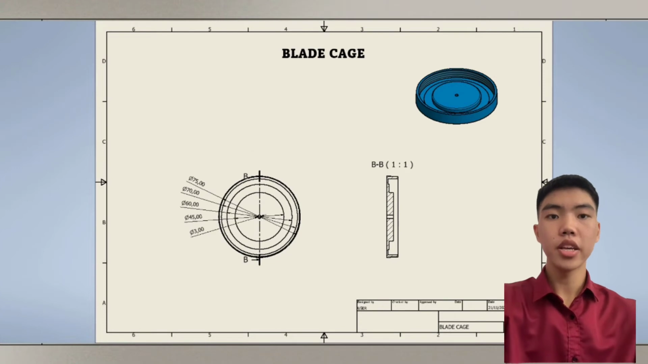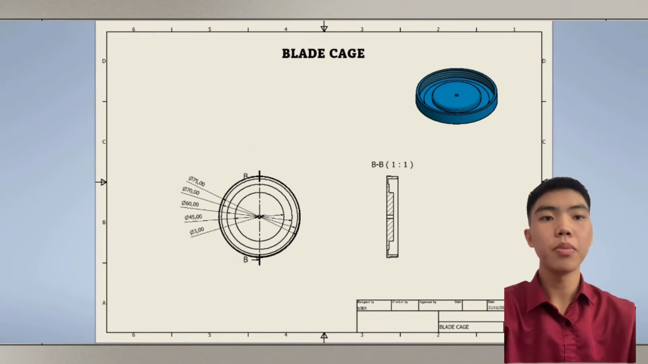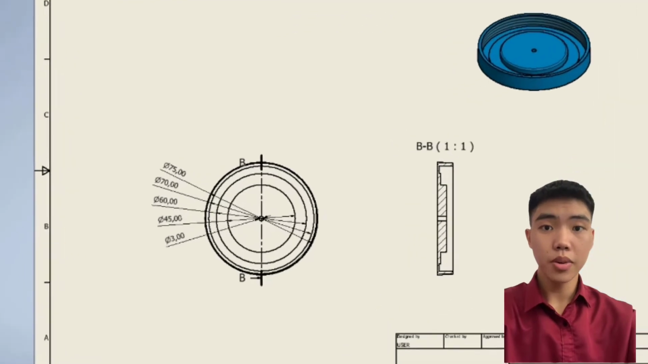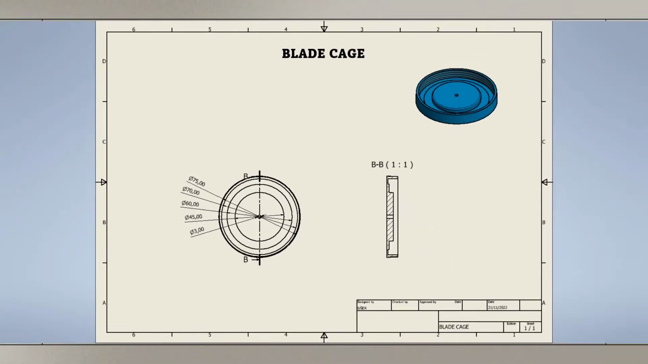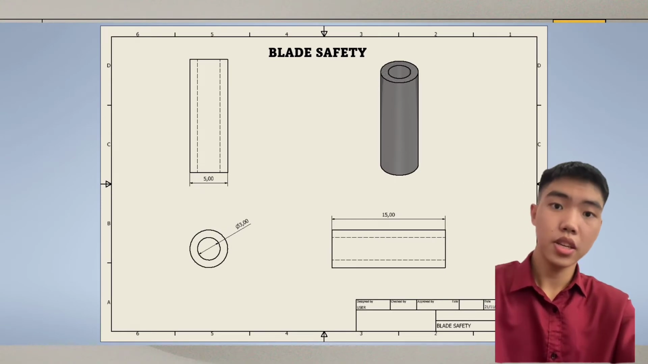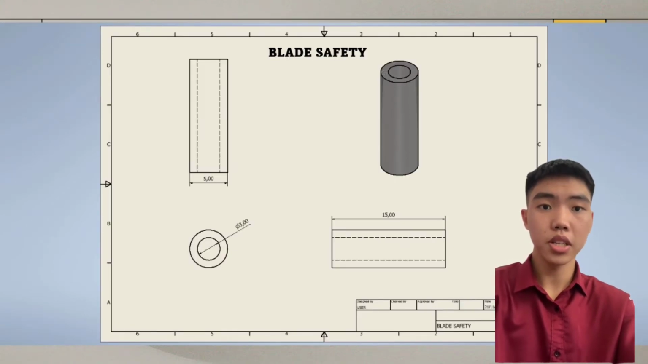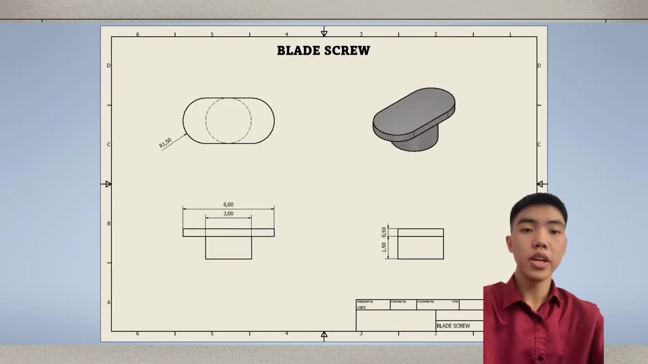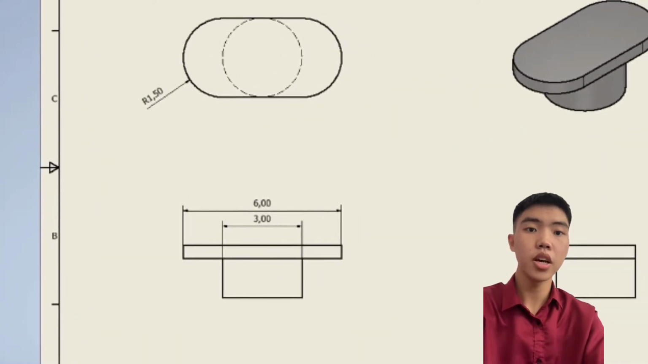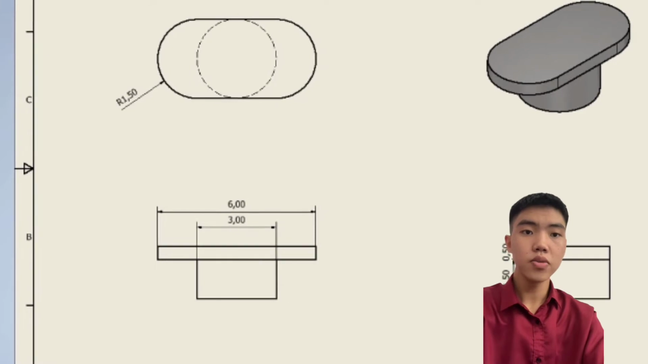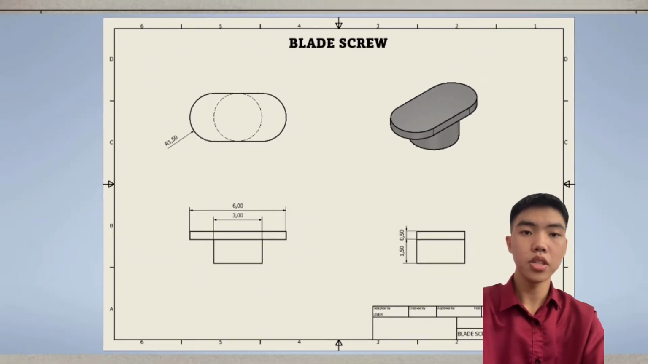Third part is blade cage. This part was made of plastic and has a diameter of 75mm, and the function of this part is to hold the body blender. Next, blade safety. The material used to make this part is plastic. The height is 15mm, 5mm width, and the diameter inside is 3mm. Next is blade screw. The width is 6mm, the diameter is 3mm, and the height is 2mm. The use for this part is to lock the blade in its position.